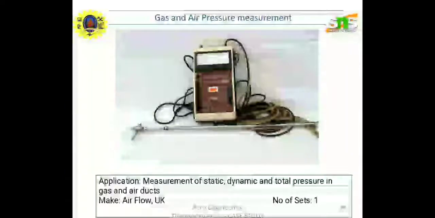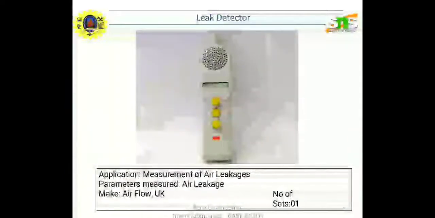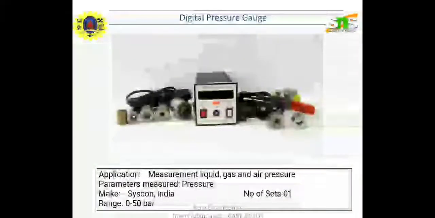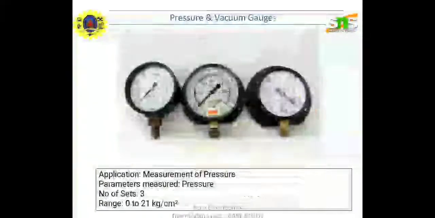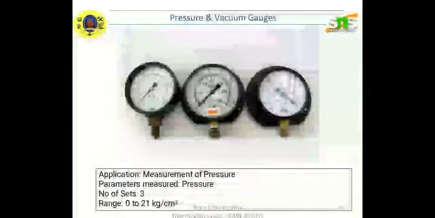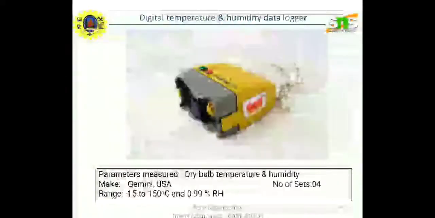It's a leak detector. It detects air leakage. It's the digital pressure gauge. Application is measurement of liquid, gas, and air pressure. It is a pressure type. Then pressure and vacuum gauges are used for measurement of pressure. The range is 0 to 21 kg per centimeter square.